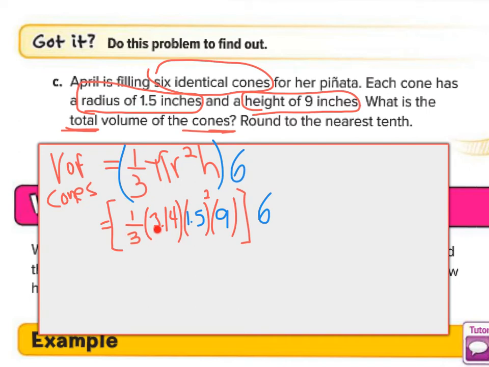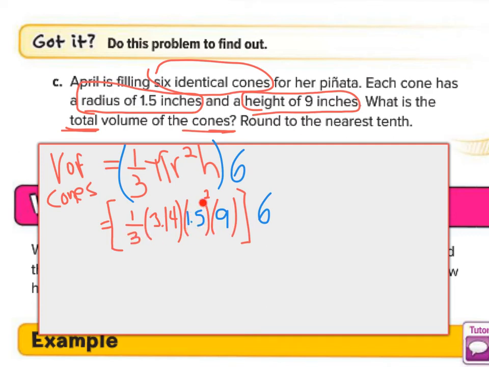So I still have 1/3 times pi times my radius squared times my height, and then when all that's done, that's going to give me the volume for 1 cone. And remember that it needs to be multiplied times 6 because there's 6 identical cones and they want to know the total volume of the cones. Okay, so we can solve here.